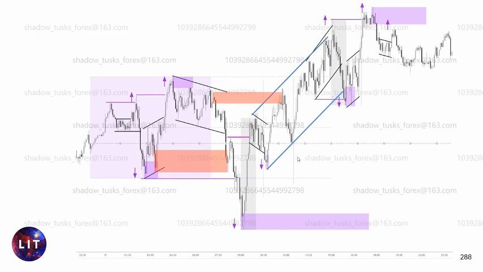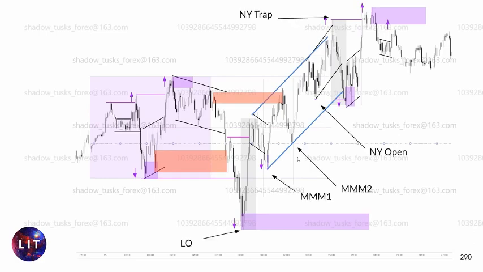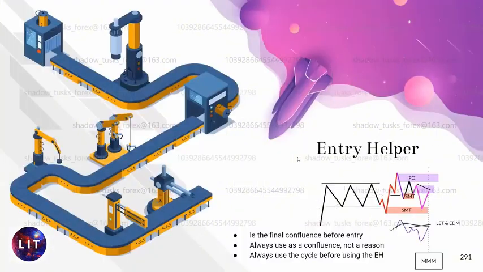Perfect. What's next? Timing. So as you can see, here is a really nice day where you've got your London Open inducement, MM1 and MM2 provide the continuation. New York Open again provides the false move for New York Trap to give us the reversal, and then London Close gives the inducement as it's the highest point for the day. Perfect.